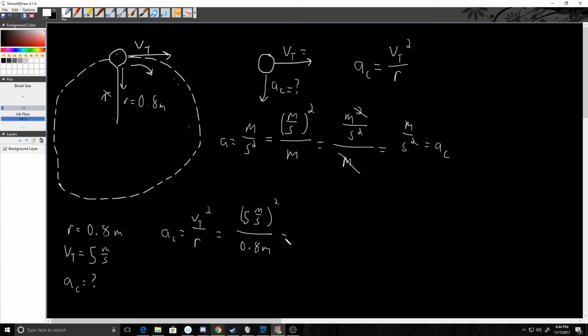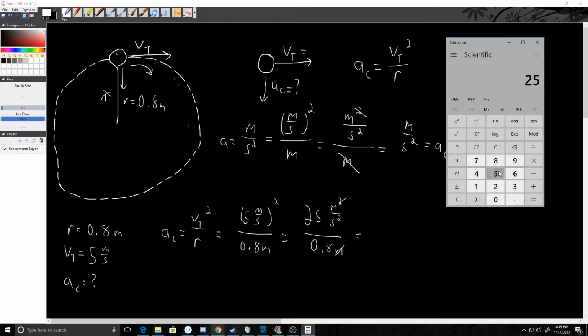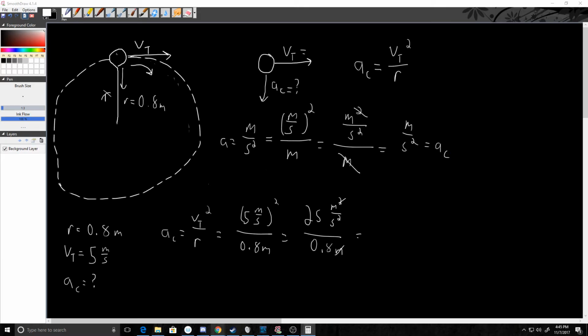Okay, so in this case, 5 squared is 25 meters squared per second squared, all over 0.8 meters. We just went through that. Meters cancels the squared. That math, however, I can't do in my head. Bring up the calculator. So we've got 25 divided by 0.8. So we're looking at 31.25 meters per second squared. All right, so that's how much this ball is being accelerated towards the middle.